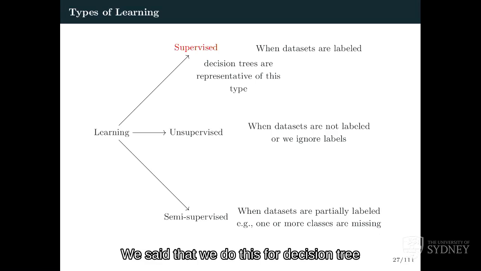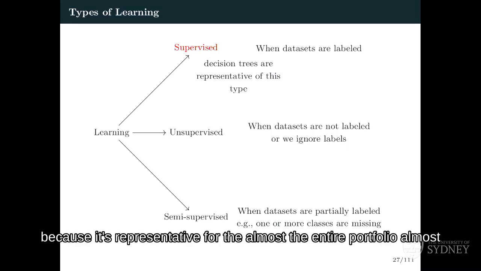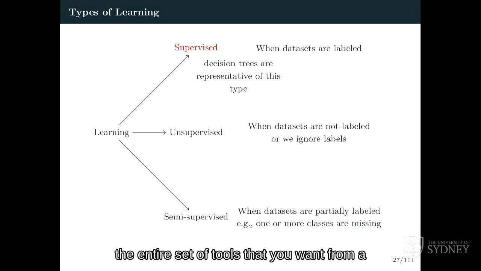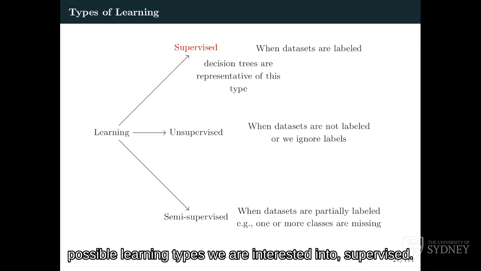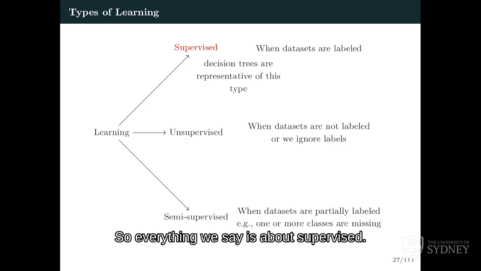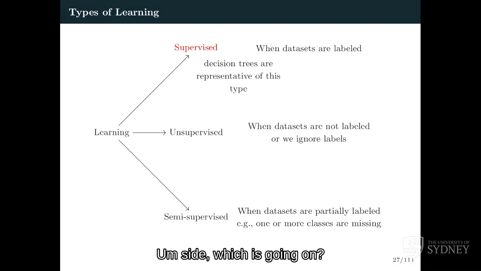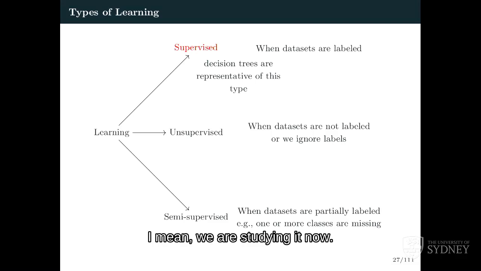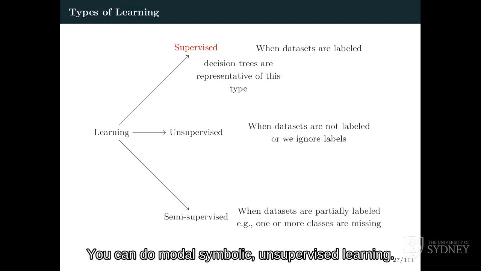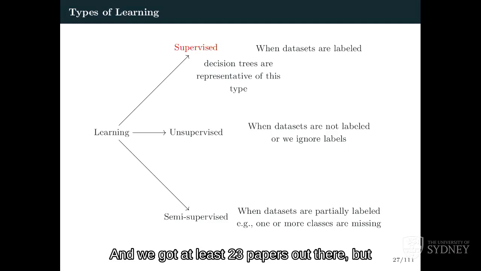We said that we do this for decision trees because they are representative of almost the entire portfolio, almost the entire set of tools that you want from a symbolic learning exercise. And then among the possible learning types, we are interested in supervised. So everything we say is about supervised. We've got something in the unsupervised side, which is going on. We are studying it now. You can do modal symbolic unsupervised learning, and we have at least 2-3 papers out there, but it's not settled yet.